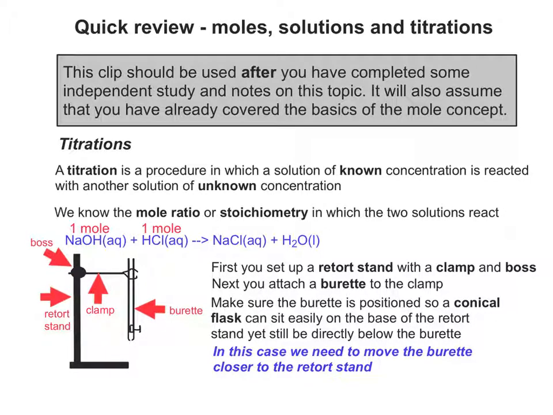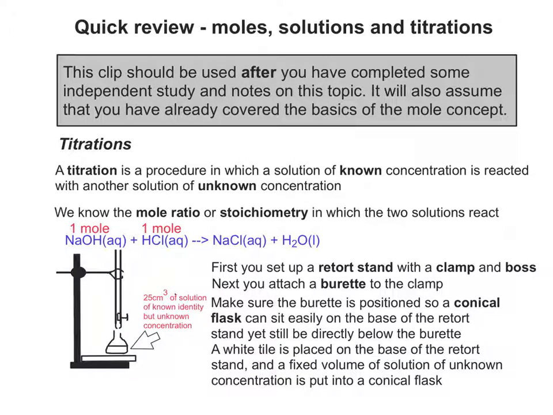And as you can clearly see, in this case we need to move the burette closer to the retort stand. So you place a white tile on the base of the retort stand. The white tile allows you to see what's happening, a white background against which you can see colour changes. And a fixed volume of a solution of unknown concentration is put into a conical flask.